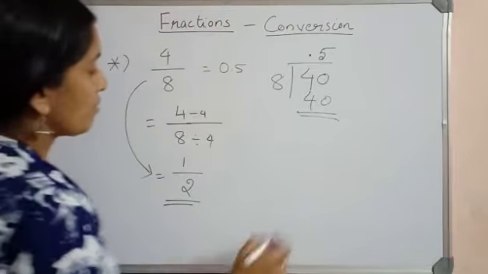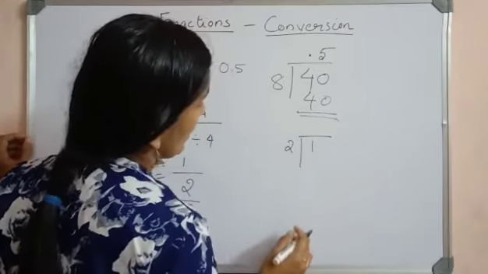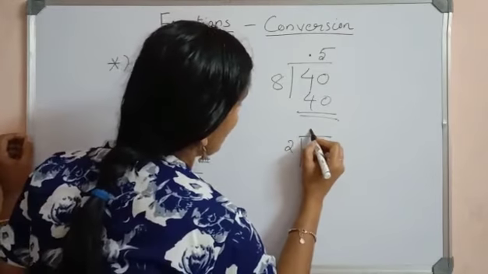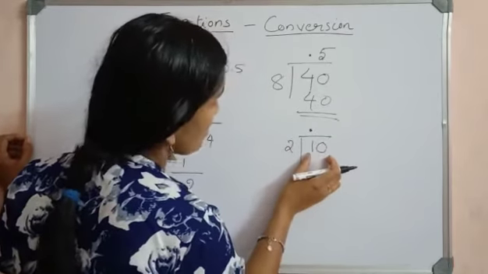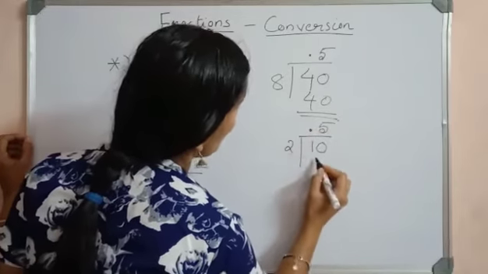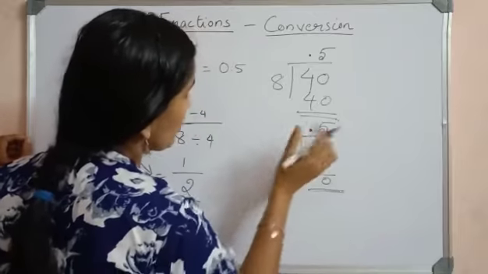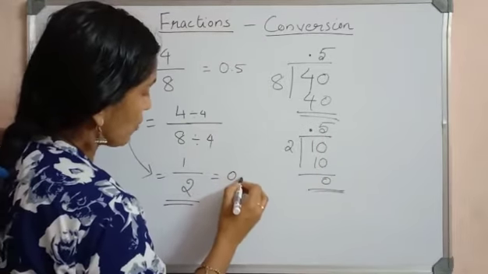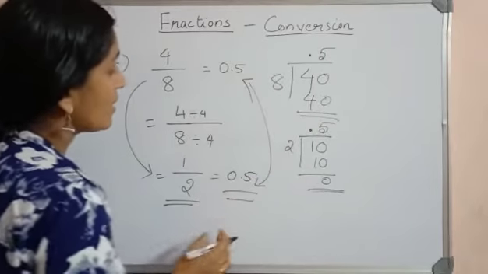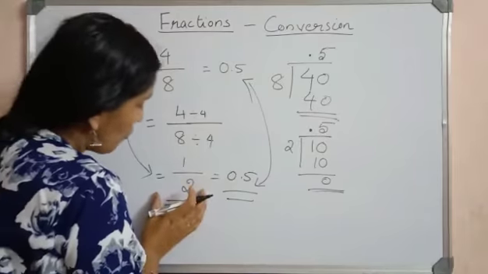Now when you divide 1 by 2, what will you get? The same way, since 1 is smaller than 2, put a decimal here, give a 0 here, this becomes 10. 10 divided by 2 is 5. So 5 2s are 10. The remainder is 0. Here also you are getting the same answer, that is 0.5. Look at that. In both the cases, you are getting the same value. That means this 4 by 8 is the same as 1 by 2.